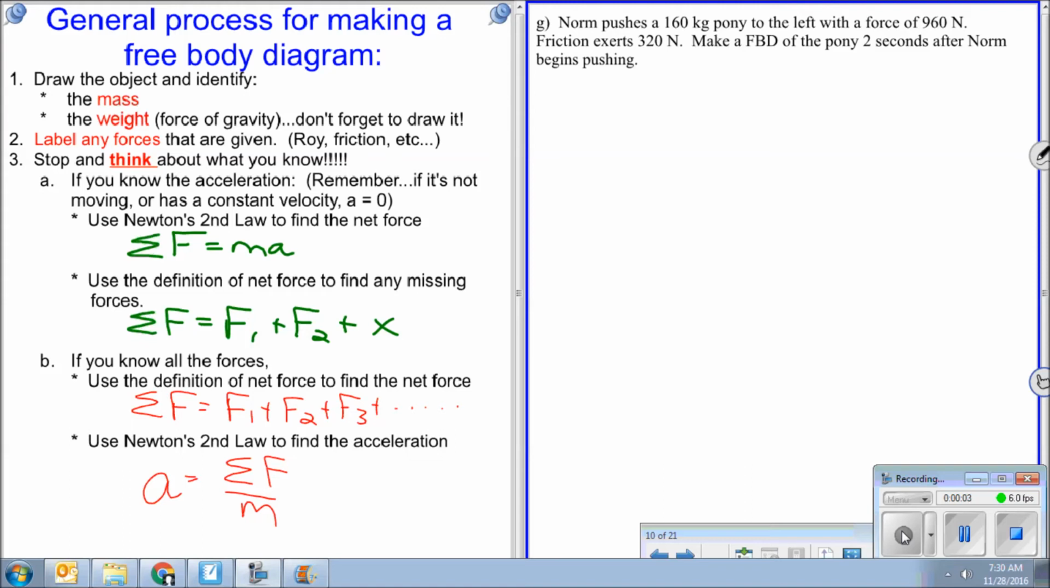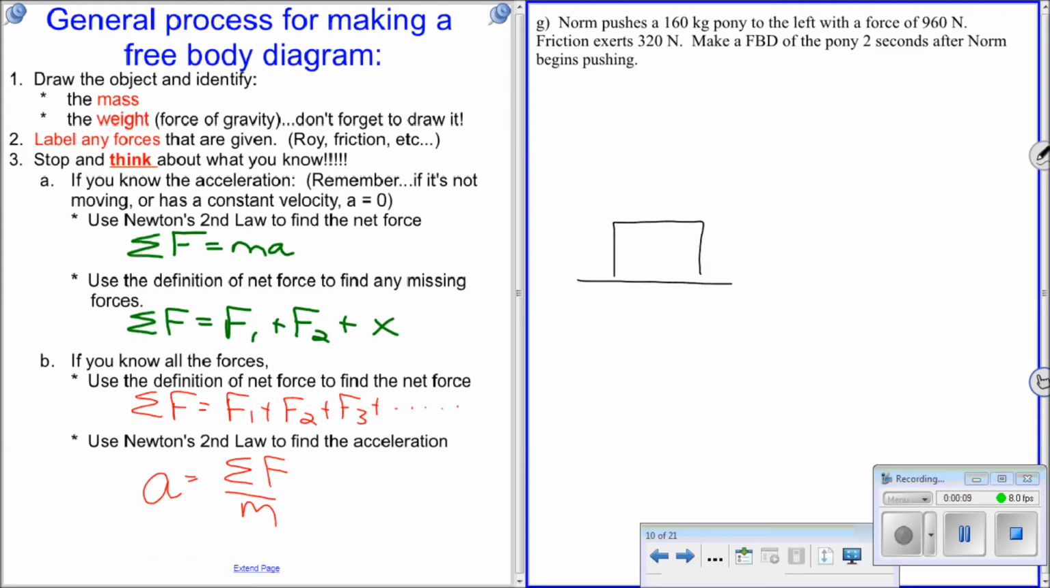All right, let's do another example here. This time we've got Norm pushing a 160 kilogram pony. So write yourself a pony. I'm going to skip the art on this one since my video is already pretty long. Put in your force of gravity. Force of gravity is just going to be 160 times negative 10, so you get negative 1600 newtons. That's my step one. Step two, label any forces.